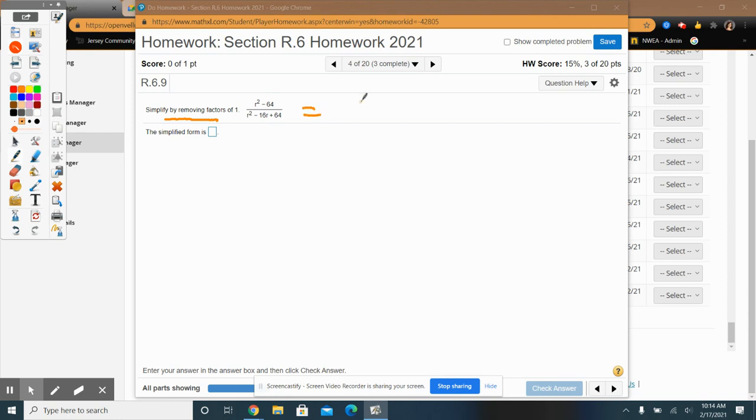So let's factor the top and the bottom. The top would be r plus 8 and r minus 8, because I told you to be good at that. That's the difference of two squares.